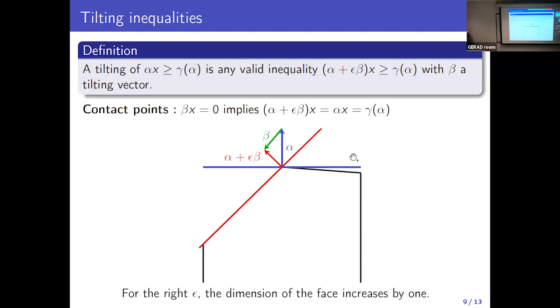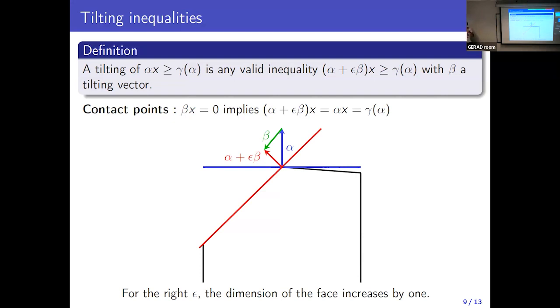set of contact points. So here, just graphically, we have a polyhedron and an inequality in blue, and we can see that tilting this inequality is just rotating it around its set of contact points. Depending on the epsilon we choose, we get more or less rotation. And the really interesting part is that if you choose the proper epsilon, then you can have an inequality that hugs the polyhedron more than the one you had before.